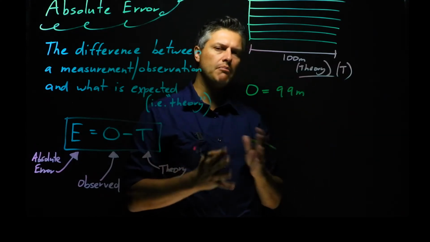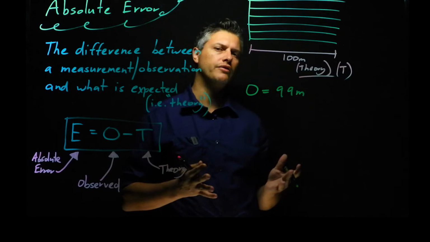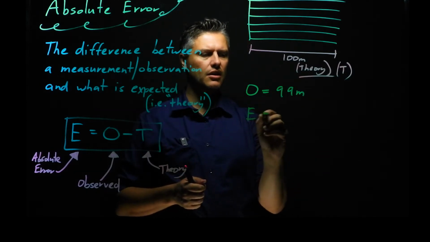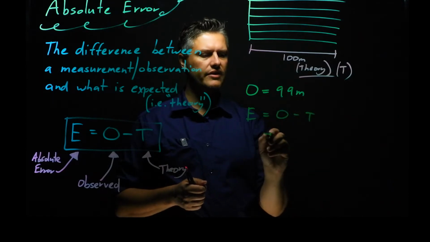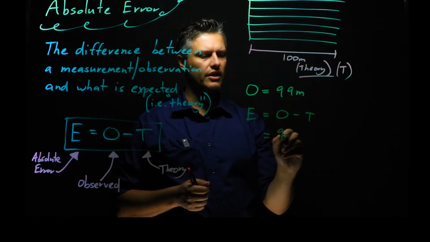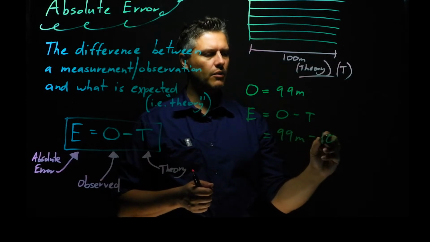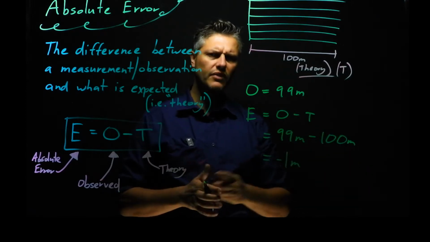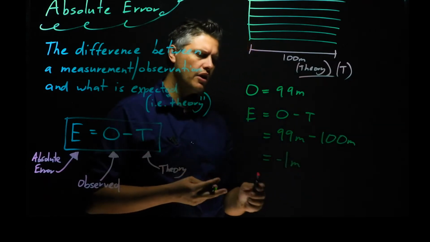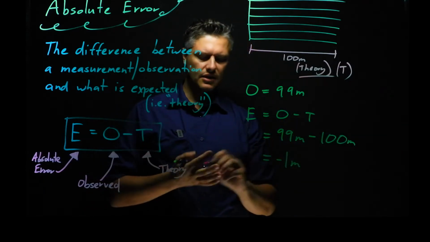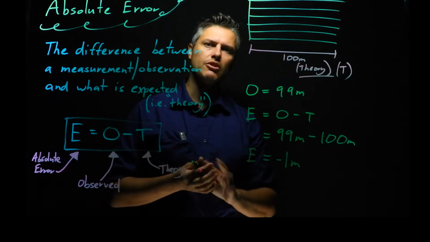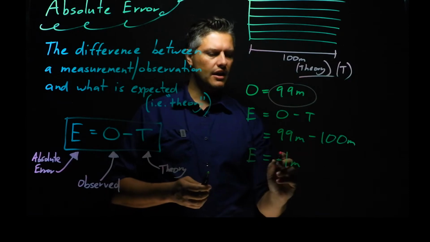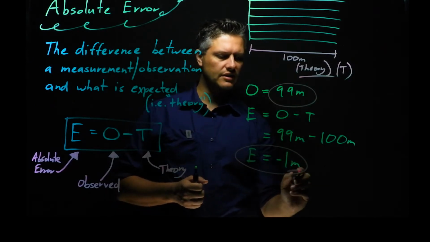But in other experiments it may not be so obvious as to how far off the mark you are. Let's have a look at this. So if we put E equals O minus T and then substitute in our values, O is 99 metres, we take away theory, which is 100 metres, we actually get an answer of minus 1 metre. And here's our first point of the video. We'll find that E is actually in the exact same units as the measurement itself. So here's the measurement here, and here's E, and you'll notice that it's in the same units.